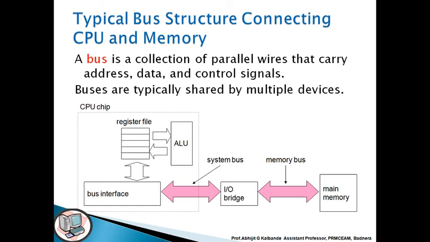A typical bus structure connects the CPU and memory. A bus is a collection of parallel wires which carries the address, data and control signals. The buses are typically shared by multiple devices.